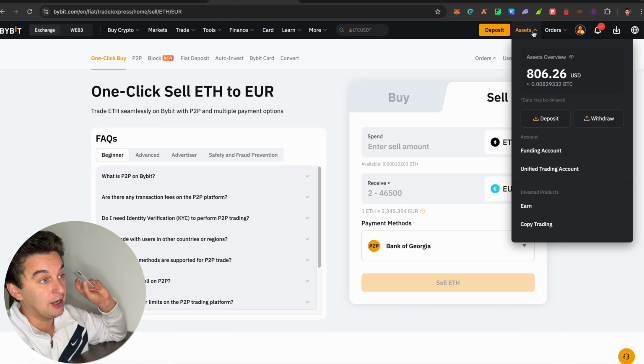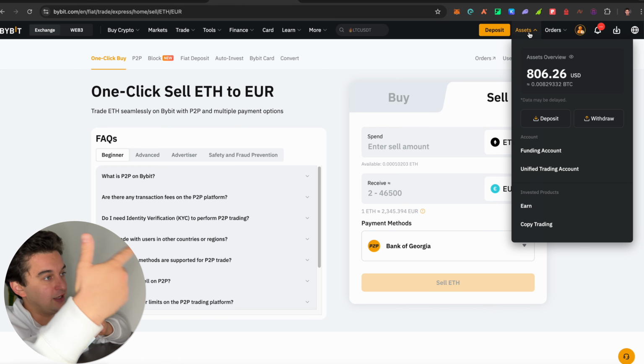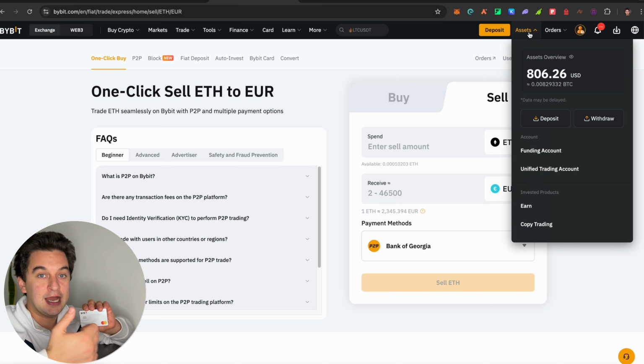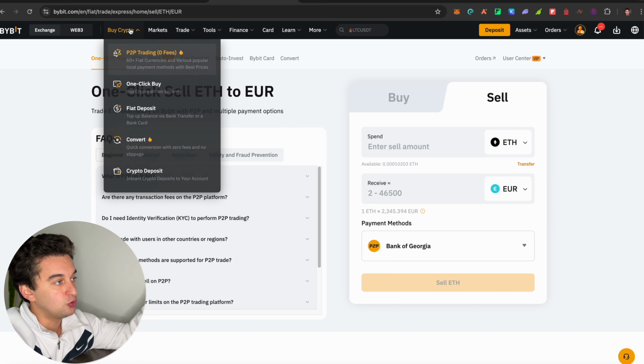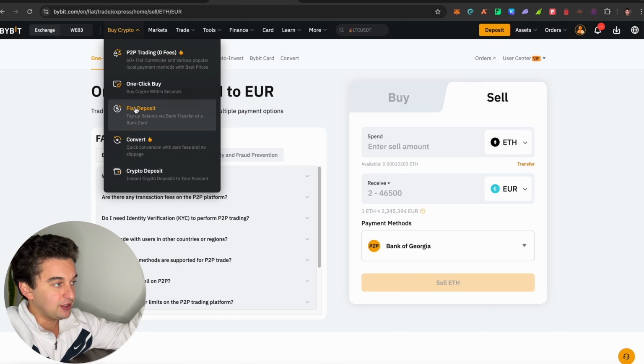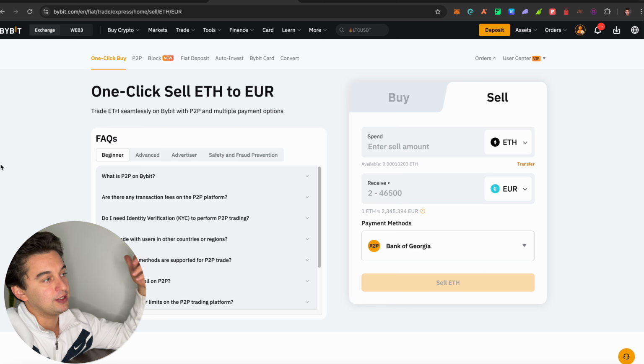So this is why I also like it, and they go together. If I make money here and I earn money, I'm able to go and spend it immediately on the same day. So you have the possibility to do all the buy crypto, the peer-to-peer trading with zero fees, fiat deposit, and all of them. And if you want to go and trade, it is very simple.